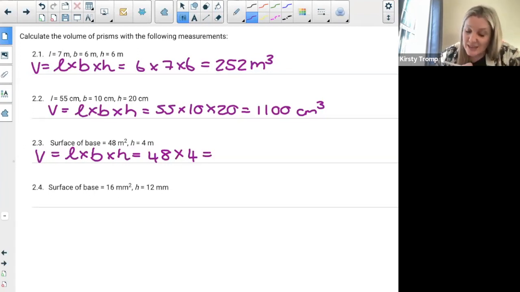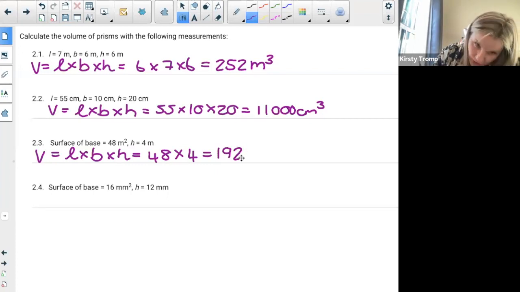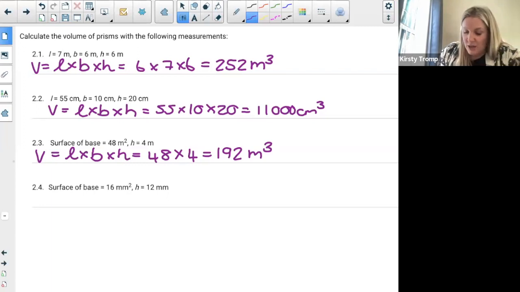And 48 times by 4, what do you get? What's 48 times by 4? I see some people are sending me a correction for 2.2. You are right. There's a 0 missing. I'll go put that in. But can you tell me in the chat what 48 times 4 is? Good. 192 meters cubed. Well done, guys.